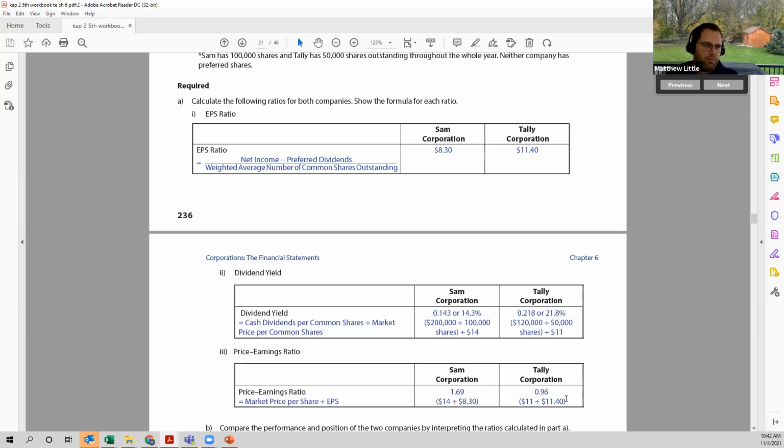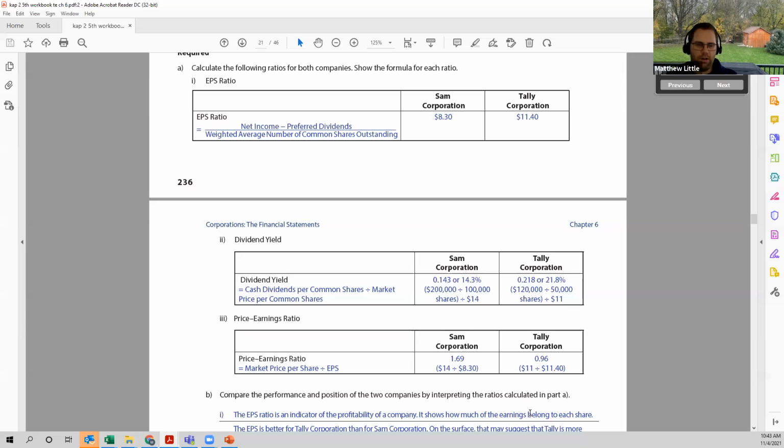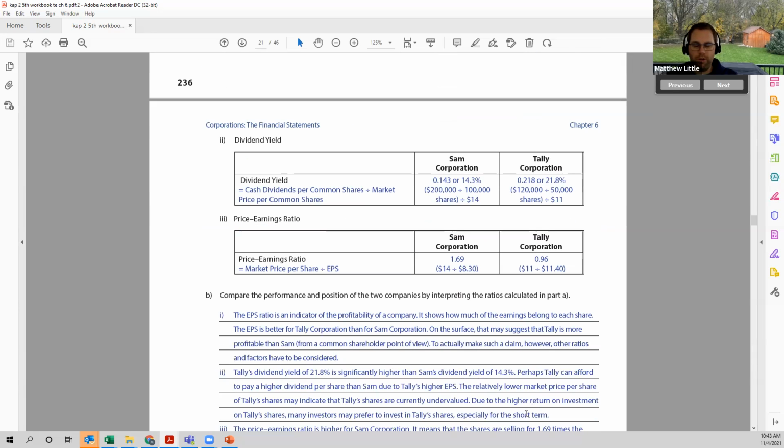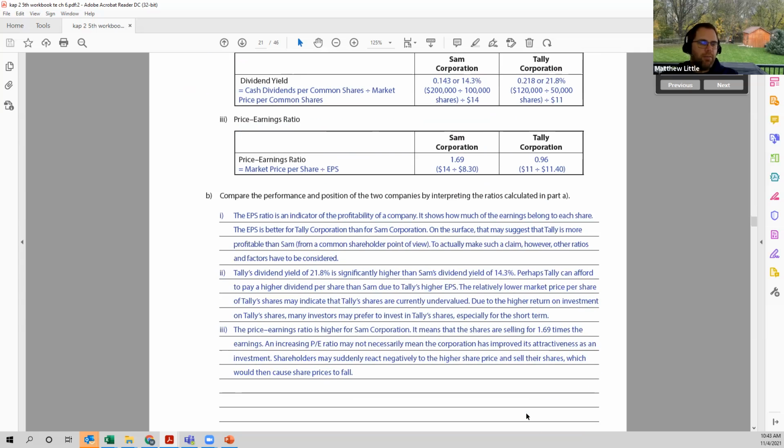For our price to earnings ratio, we look at our market price of $14 and $11 respectively for Sam and Tally, divided by the earnings per share of $8.30 and $11.40 each. So our price to earnings ratio for Sam is 1.69 and Tally is 0.96, just under 1. Now we want to compare the performance of those two companies by looking at those ratios. The earnings per share ratio is an indicator of how profitable they are compared to the number of shares invested. It talks about how much earnings belong to each share of the organization.